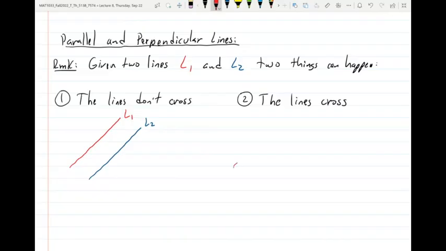So, for example, let's say L1 is going this way, and let's say L2 is going this way. As you can see, by the way, it should be clear to you that if lines are going to cross, they will cross at one point. Do you understand this? They cannot cross at more than one.